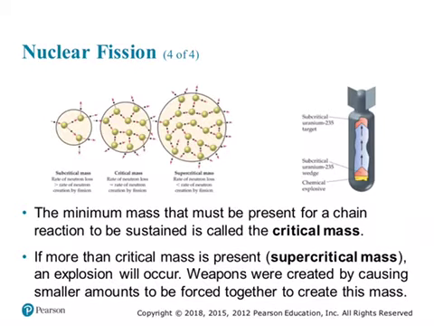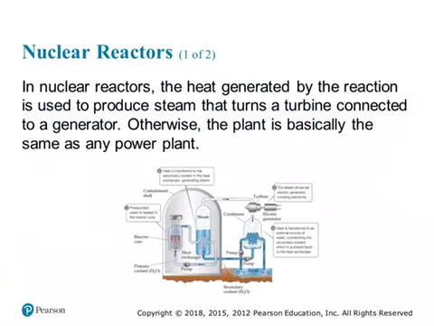So weapons were created by causing smaller amounts to be forced together to create this mass. This can be purposely done when we're talking about nuclear warfare. In nuclear reactors, the heat generated by the reaction is used to produce steam that in turn turns a turbine connected to a generator. Otherwise, the plant is basically the same as any other power plant.